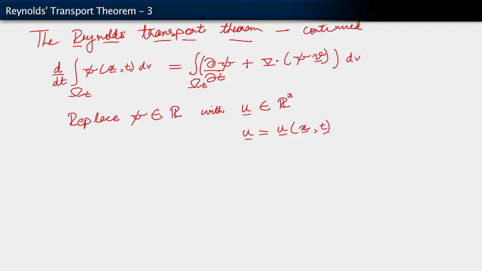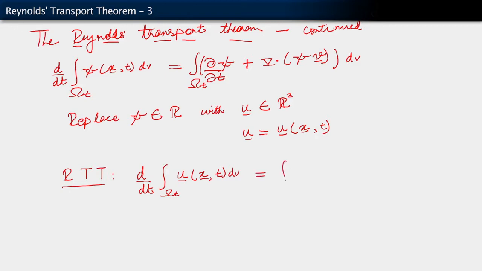How does this work out now? The Reynolds transport theorem, RTT for short, takes on the following form. We want to compute d dt of the integral over omega t of u, parameterized by spatial position and time, d little v. We can go through the steps just as we did before when we were deriving the Reynolds transport theorem for the case of psi being a scalar. The steps are exactly the same. What we end up with is the following.